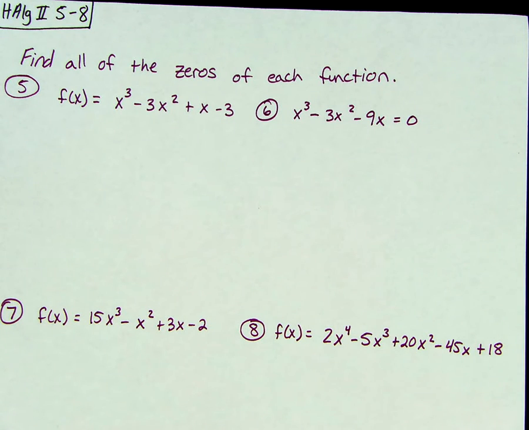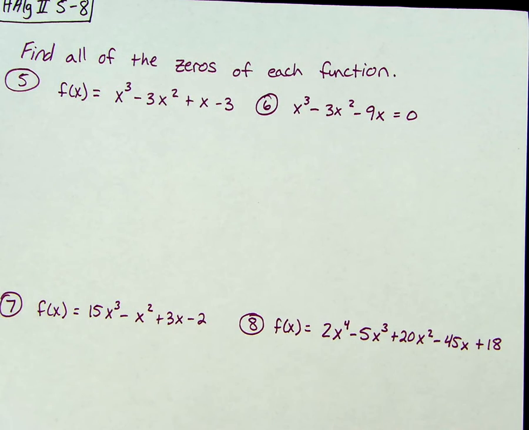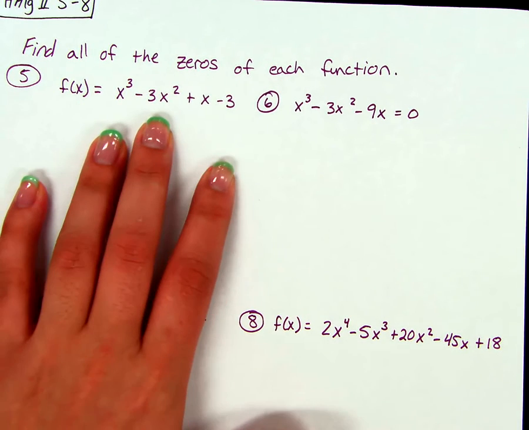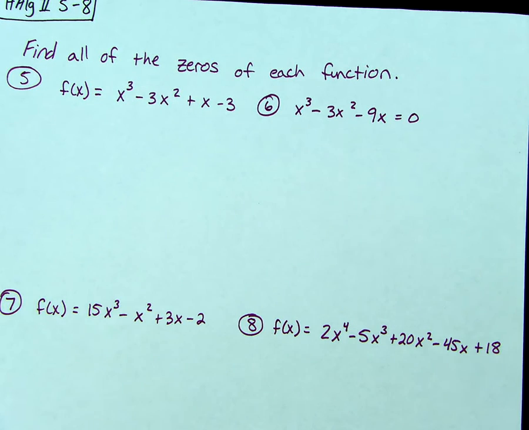All right, in the last part of the lesson, we're going to talk about how to find all of the zeros. So that means for this, we need to have the same number of answers as the highest power. So on 5, when we're done, we should have 3 answers. Okay. Now looking at this, this is not factorable.